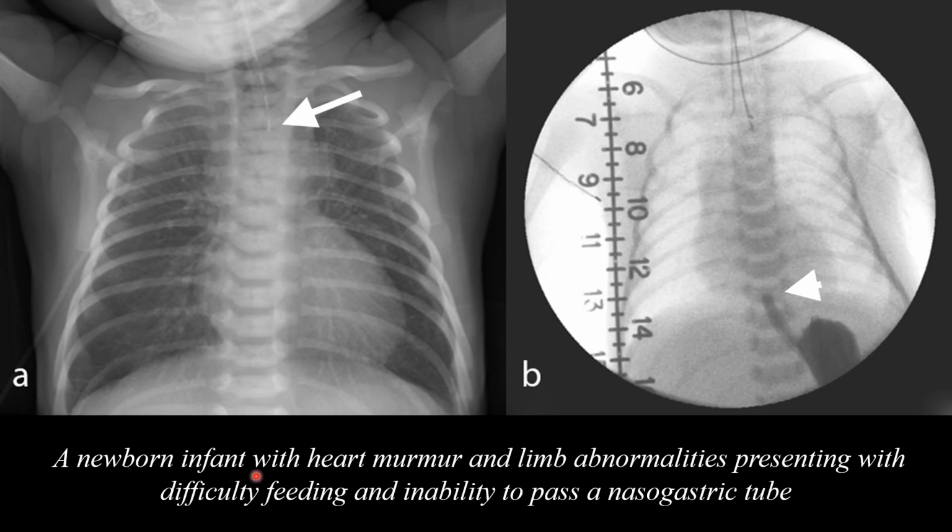A newborn infant with heart murmur and limb abnormalities presenting with difficulty feeding and inability to pass a nasogastric tube. On a chest X-ray, you will see here the nasogastric tube stopped here. Normally it should go all the way down to the stomach, but it stopped here. And during surgery, enteric contrast was injected retrograde via gastrostomy. As you see here, the contrast terminated here in the lower esophagus. What is the most likely diagnosis?